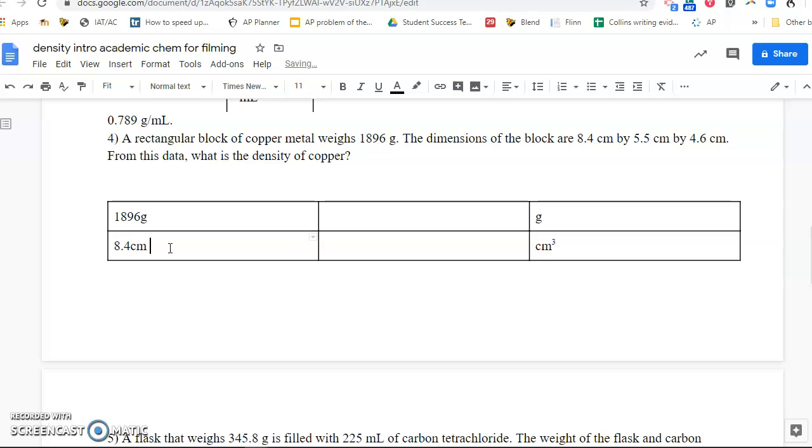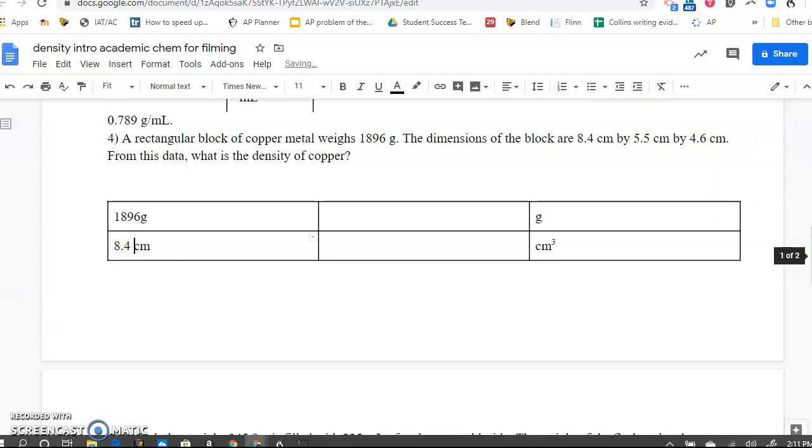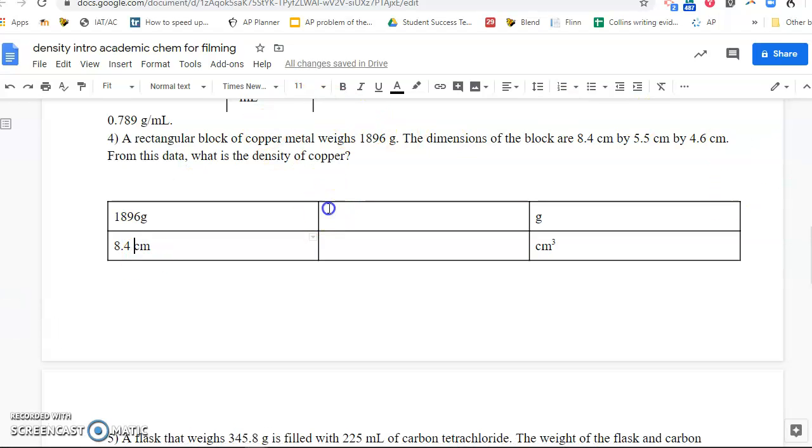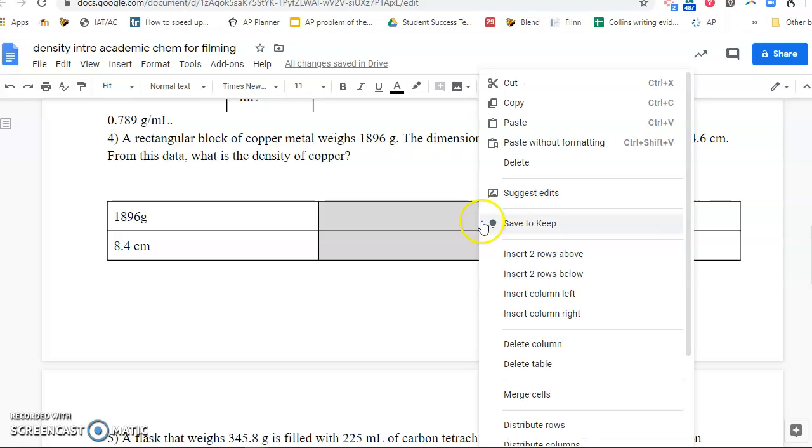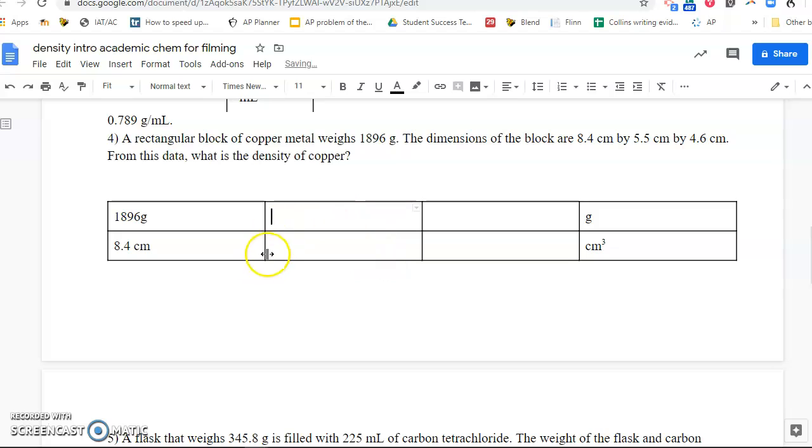So measurements can stand alone. They don't have to have anything with them. So what I'm going to show you with this is, what if I need another box? So I'm going to go here, and I'm going to go into my right click, and I'm going to insert a column left. Okay, and you'll now see I have another box. So measurements or volumes go on the bottom, so I'm going to put each one of those on the bottom.